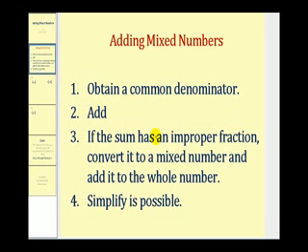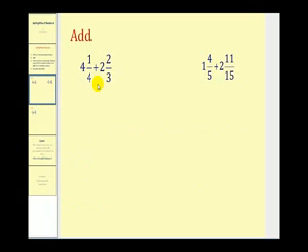And then if the sum has an improper fraction, we'll have to convert it to a mixed number and then add it to the whole number. And then of course we'll simplify the fraction if possible. Let's go and take a look at a few examples.